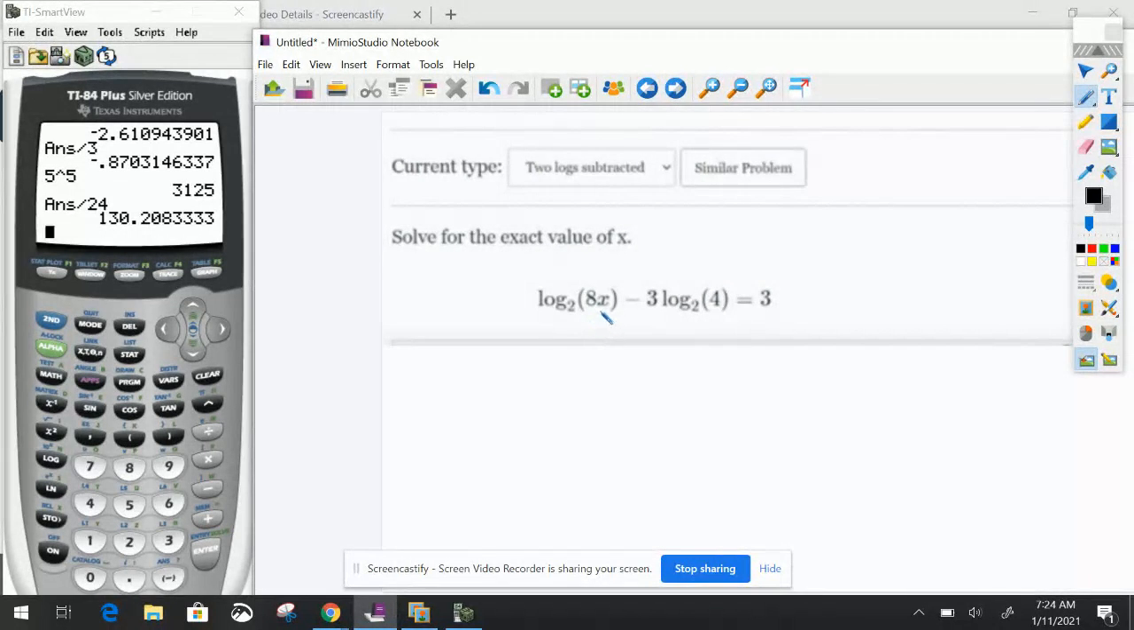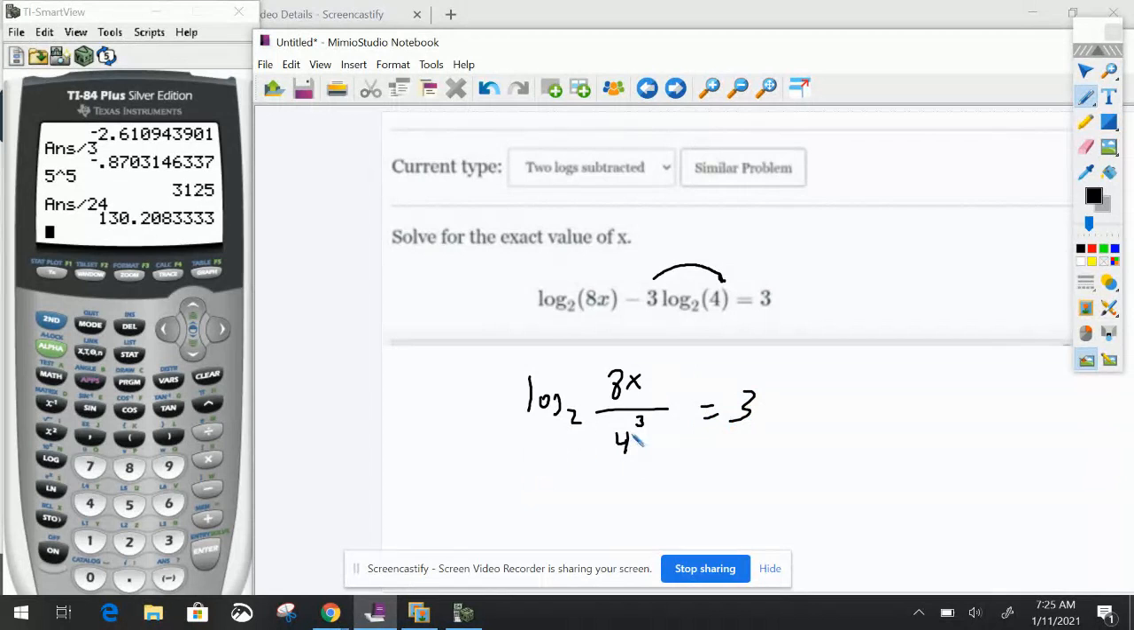Here's one. You've got log base 2 of 8x minus 3 log base 2 of 4. Again, we've got to condense this, but we have a couple of different things to do here. What does the multiplication out in front mean? So this is really log base 2 of 8x. What does the minus mean? Minus means division, right? Divided by, and the 3 in front is the exponent. So this is 4 to the 3rd power. Okay, so this is really equals 3.